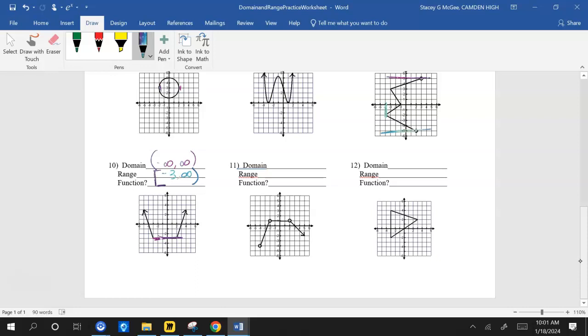How about 11? 11's a little tricky. Domain. All right, let's look left to right. Yes, I agree. You start at -4, and it's a parenthesis. But something happens. Look at this and this. It can't be those points. Remember how we leave out just one value? Y'all remember that? That means I go from -4.